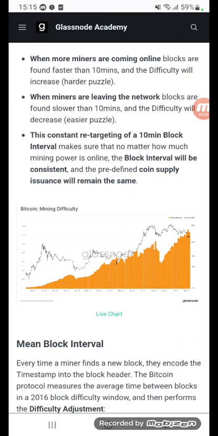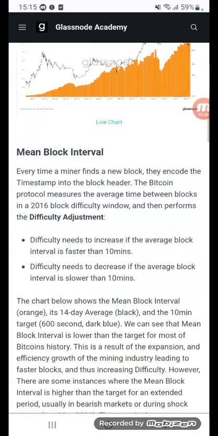When more miners are coming online, blocks are found faster than 10 minutes, and the difficulty will increase: harder puzzle. When miners are leaving the network, blocks are found slower than 10 minutes, and the difficulty will decrease: easier puzzle. The constant retargeting to a 10-minute block interval makes sure that no matter how much mining power is online, the block interval will be consistent and the predefined supply issuance will remain the same.